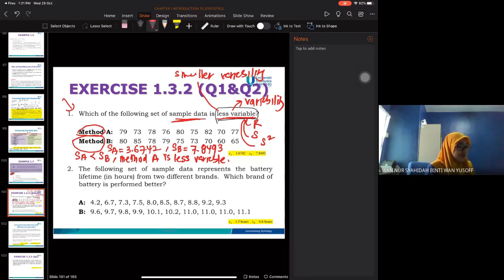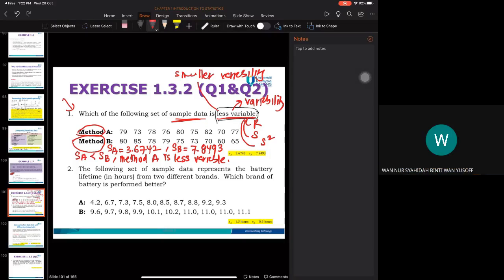Number 2. The following sets of sample data represent the battery lifetime from 2 different brands. Which brand of battery performs better? What is the variable here? Anyone? What is the variable? Battery lifetime. Battery lifetime in hours.